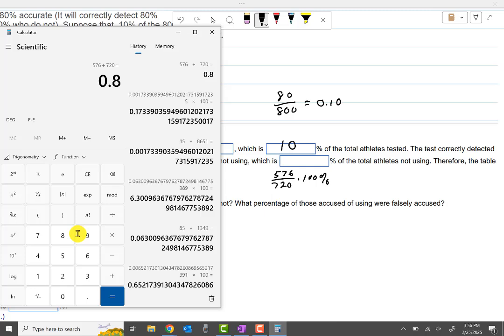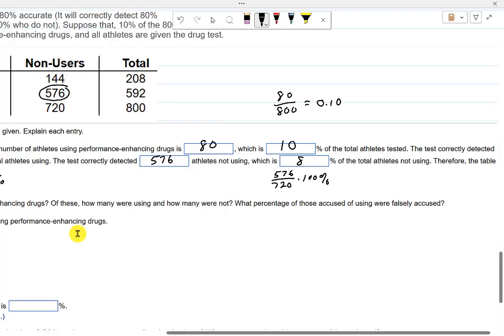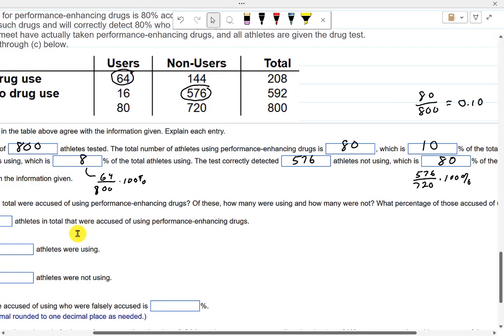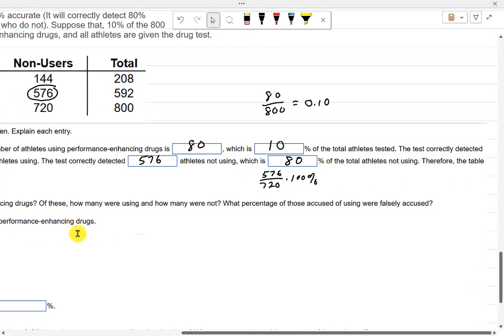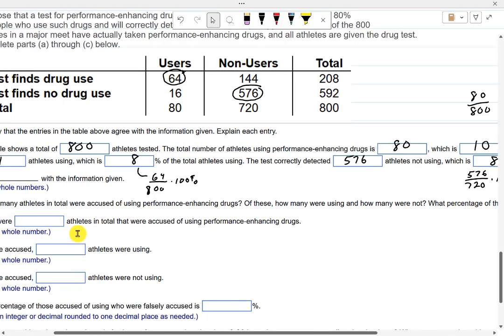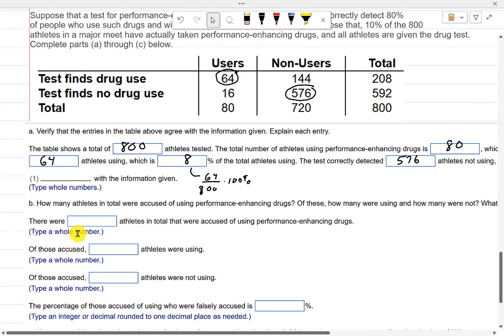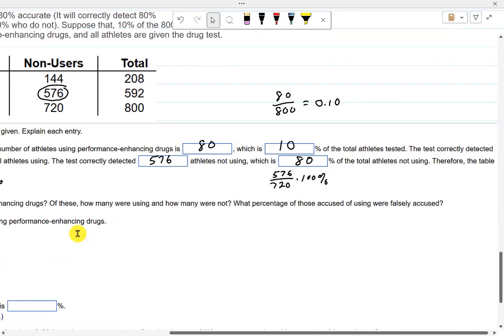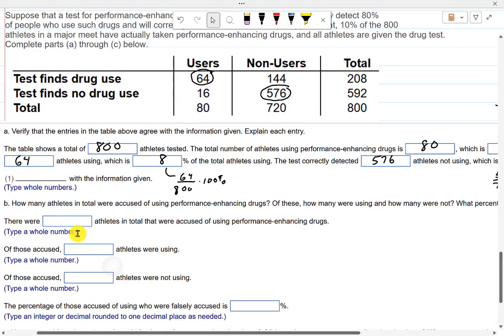That there is going to be 80%. Well, it sure looks like it fits according to that. Do I have anything else to fill here? Therefore, the table is blank with the information given. Oh, I'll say agrees with it.